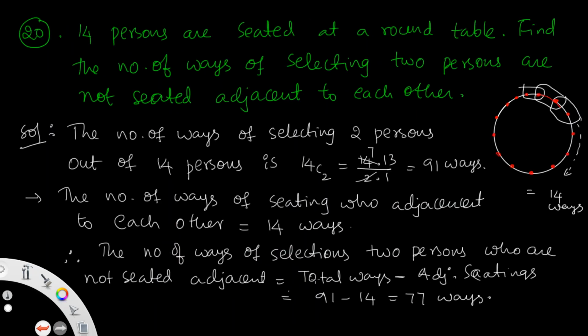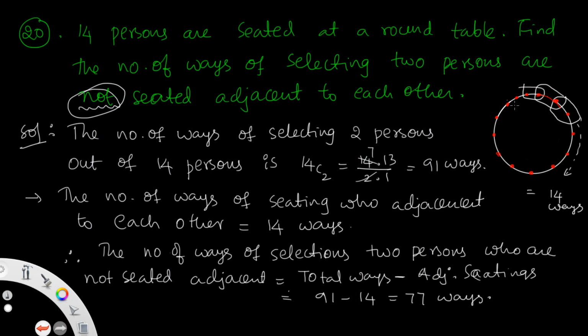In this also, the same thing. If 14 persons are seated at a round table, find the number of ways of selecting 2 persons who are not seated adjacent to each other. In the previous method also you can get an idea. 14 persons are there. I am giving a rough diagram. Suppose the red marks are persons, so 14 persons are there in a circular way. Number of ways of selecting 2 persons. The word not is given in the question, so that is why I'm taking it here.